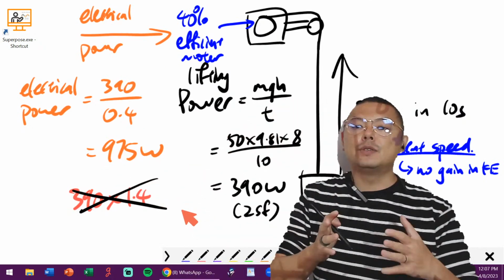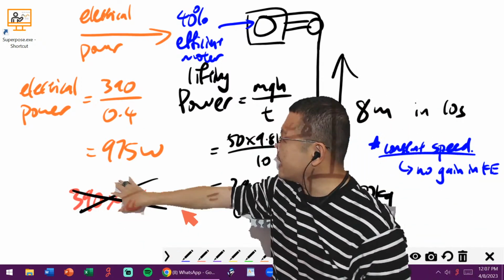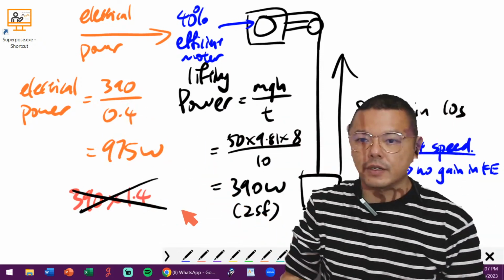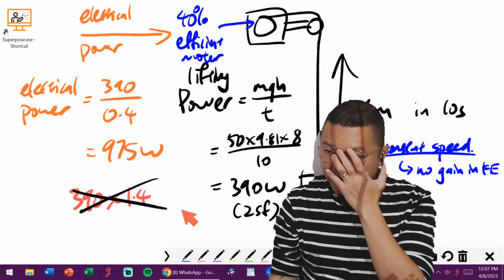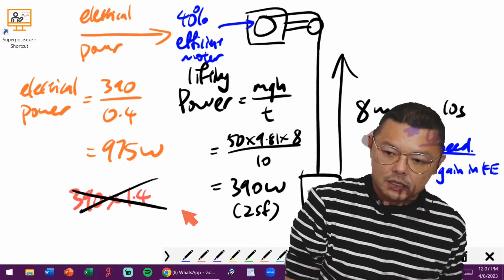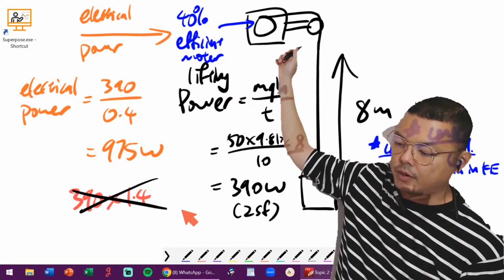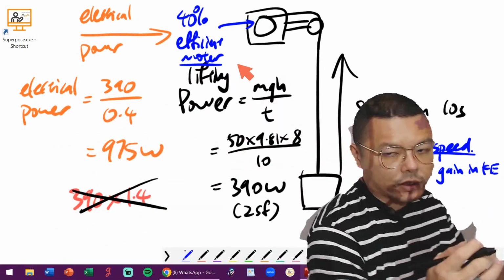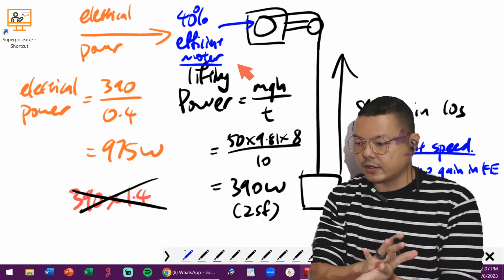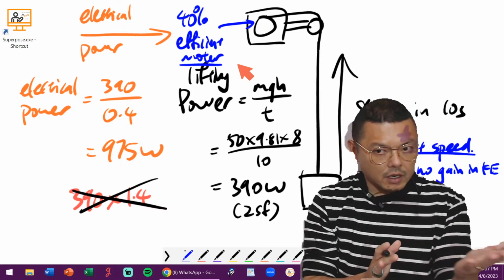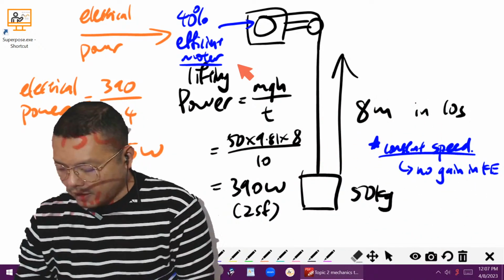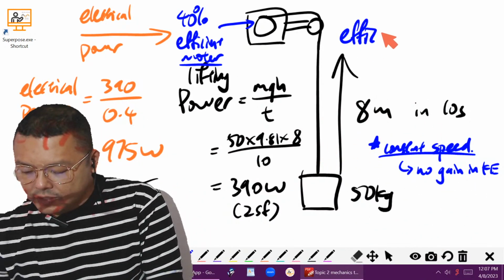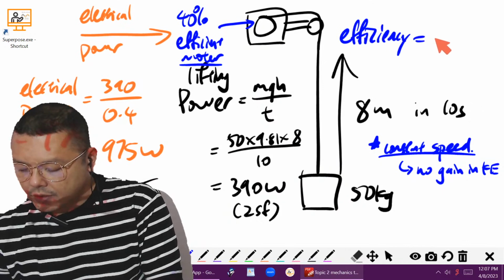What happens to the difference, 975 minus 390? Heat and sound in the motor. So you just say in the moving parts of the motor, 975 minus 390. Are we okay on this? Quite clear? Good. But I didn't really tell you what's the definition of efficiency, so can you tell me what's the definition of efficiency then?